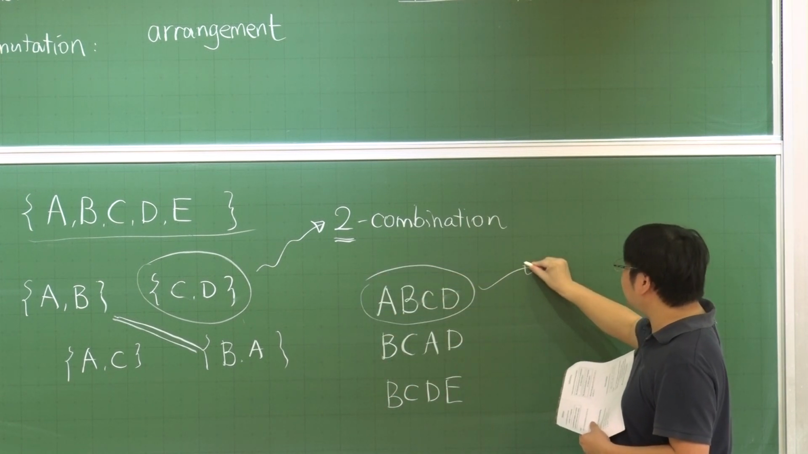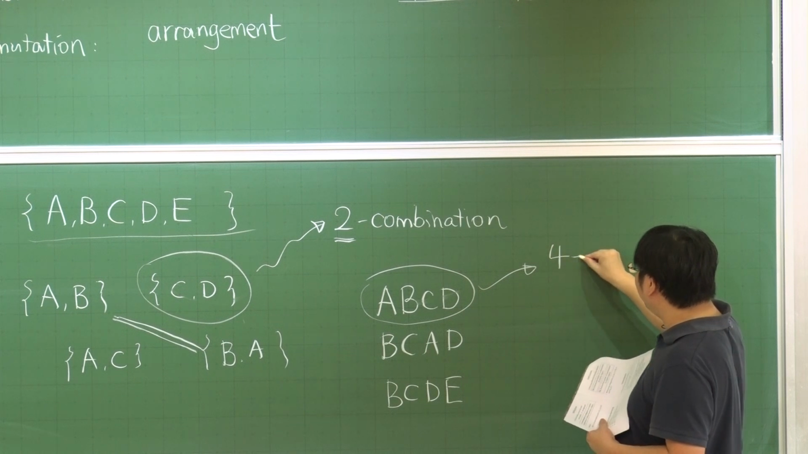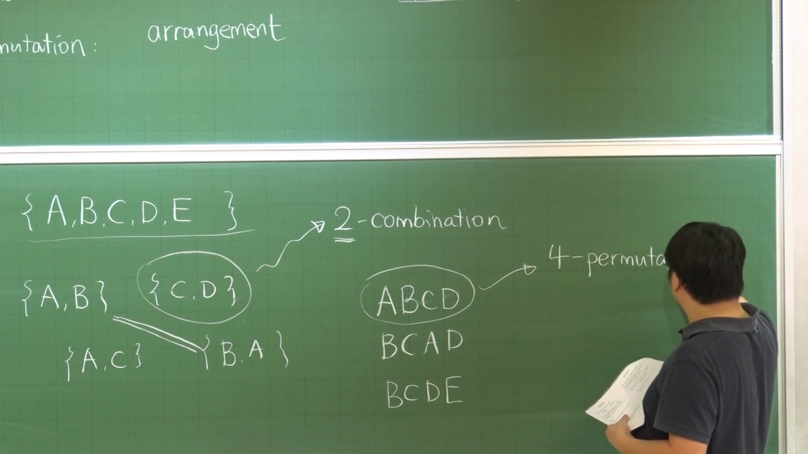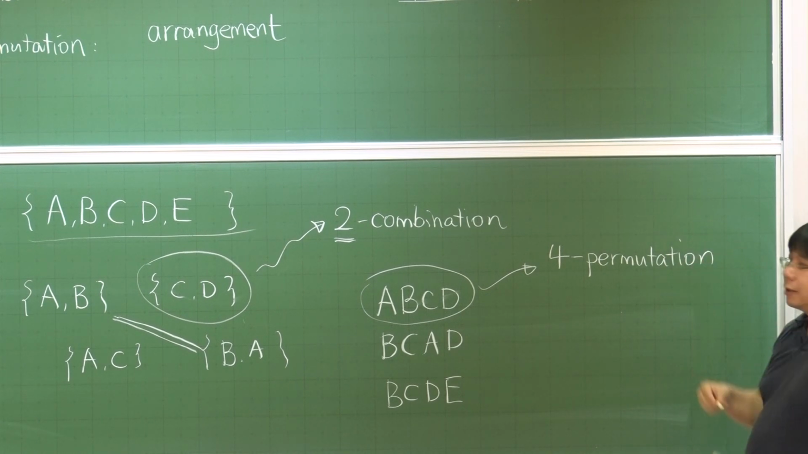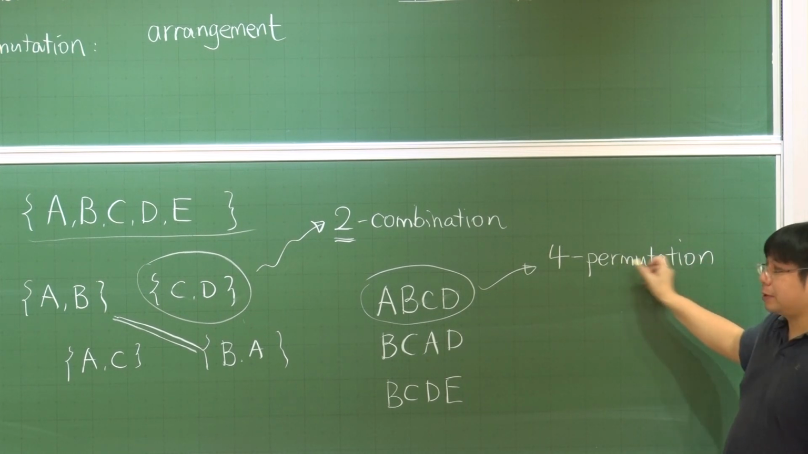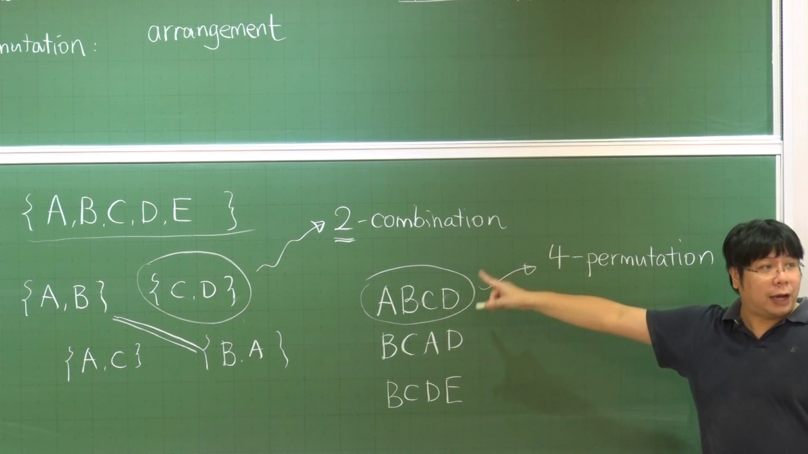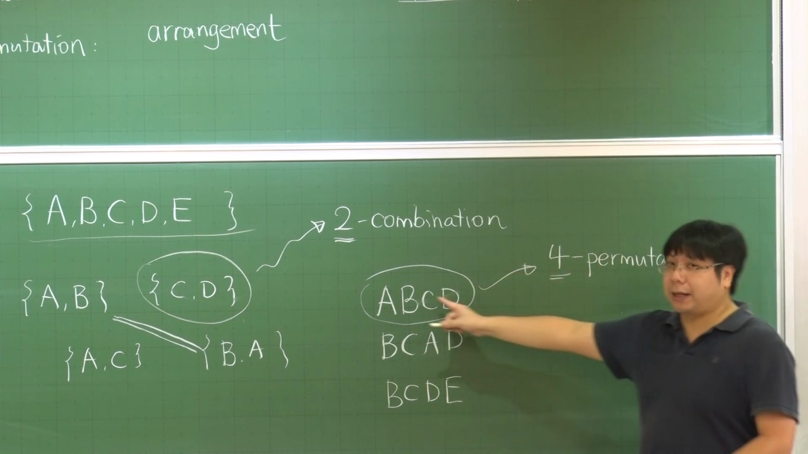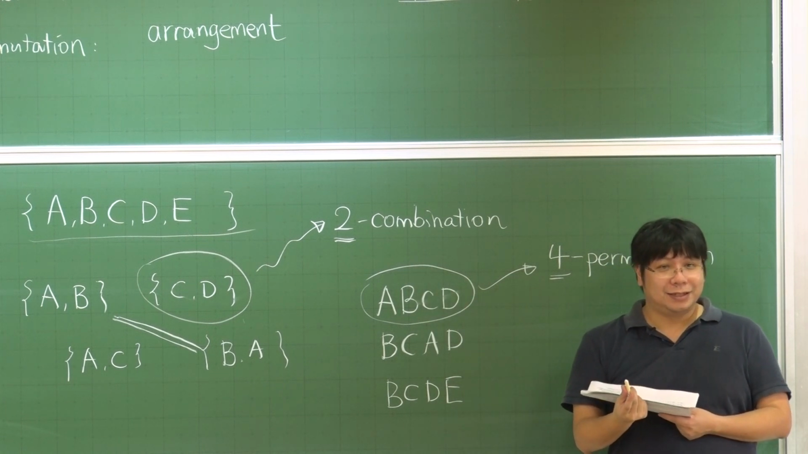So we give it a name. So we call each of them a 4 permutation. Is that okay? So this permutation describes that the arrangement of items is important, and this 4 describes how many items are there inside. Okay? Okay, good.